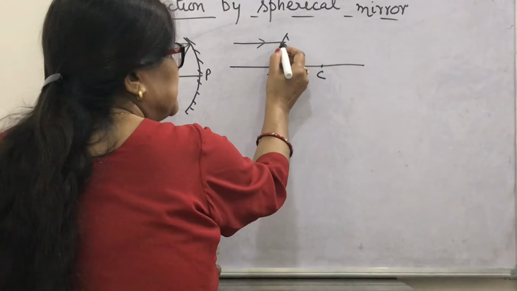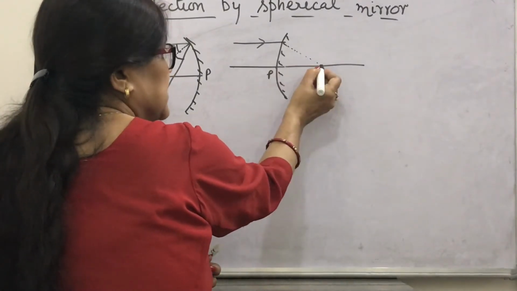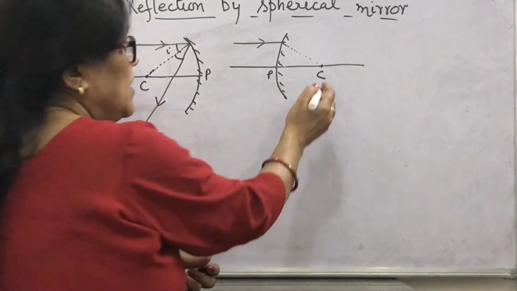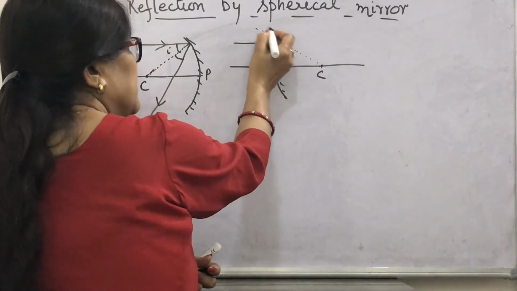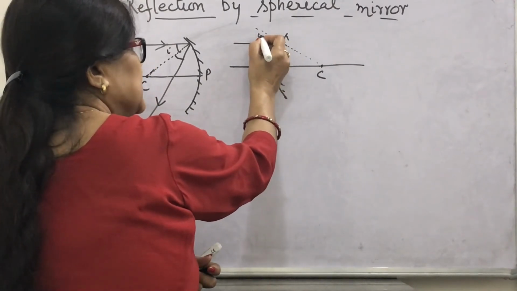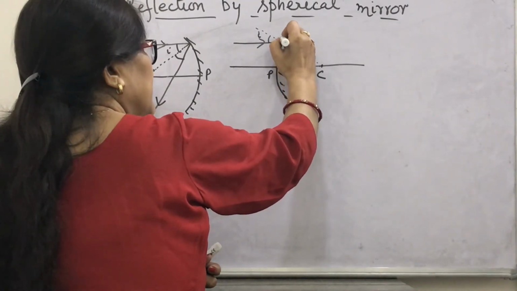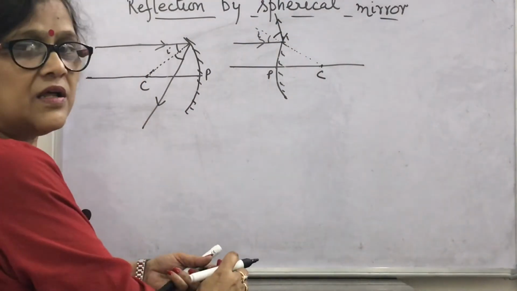Again, this is the point of incidence, you join this point of incidence with center of curvature. What will be this? Radius, that is normal. Normal is extended, then whatever is the angle of incidence, the same will be the angle of reflection. So the ray will reflect like this, making the same angle with the normal.